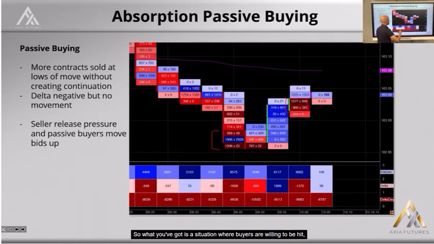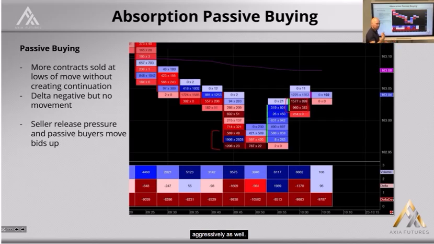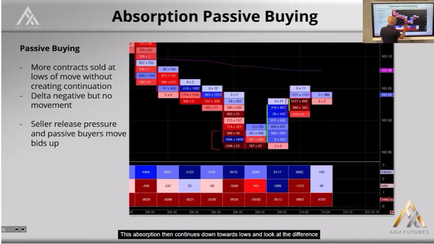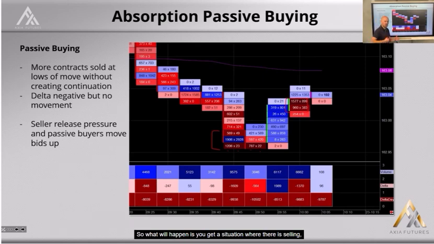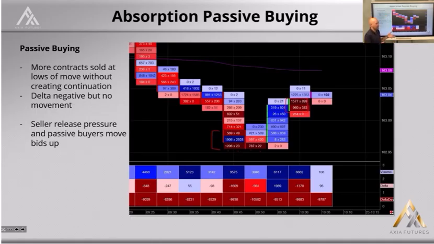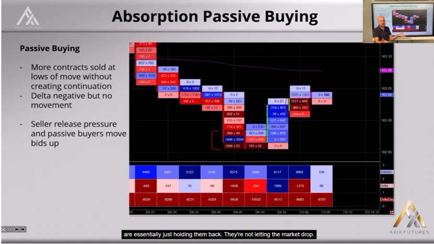So what you've got is a situation where buyers are willing to be hit, they're quite happy to hit, but they're also quite happy to have a little go at trying to buy more aggressively as well. This absorption then continues down towards lows, and look at the difference between what you're seeing trading into the bid versus what you see trading into the offer. Down at the lows, 20s versus 1200s and 800 nearly. That's a sign of absorption. So what will happen is you get a situation where there is selling. People sell and they sell, but it doesn't generate movement, simply because buyers are essentially just holding them back. They're not letting the market drop.